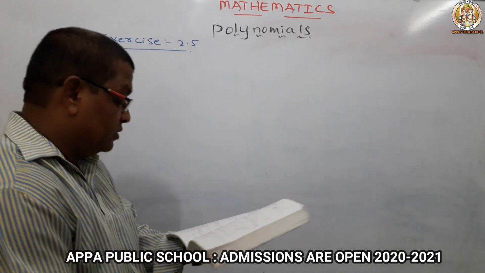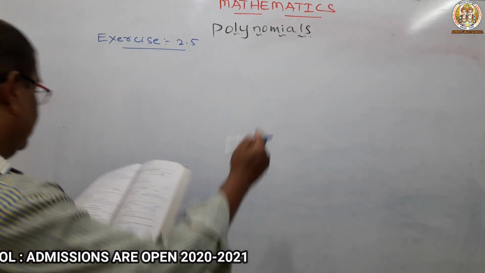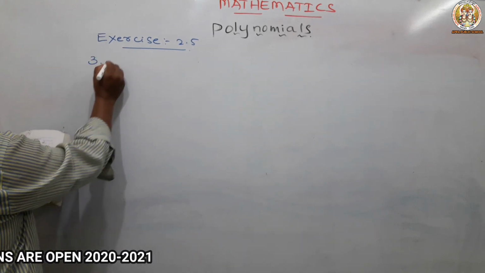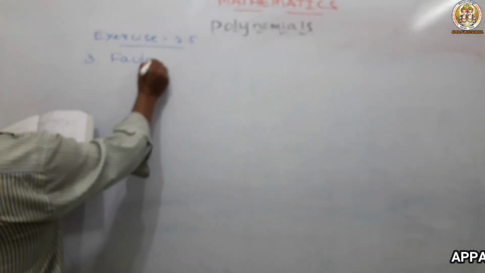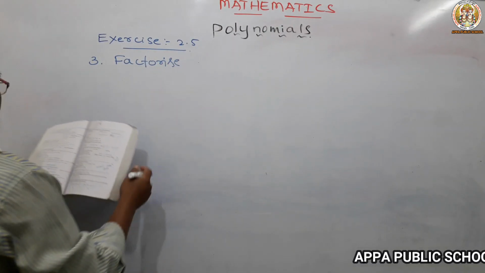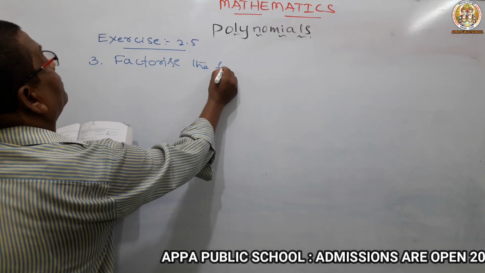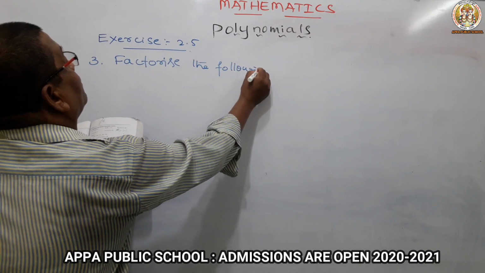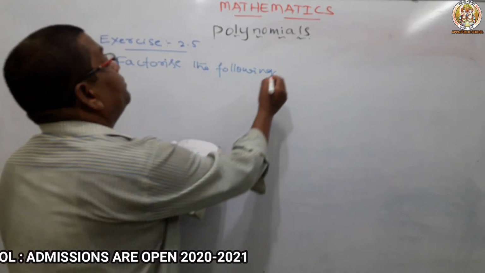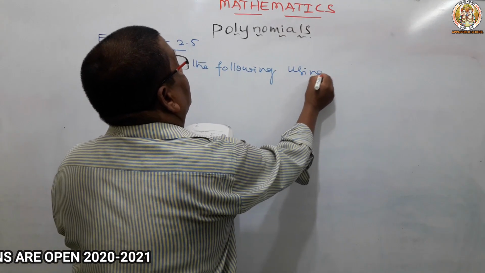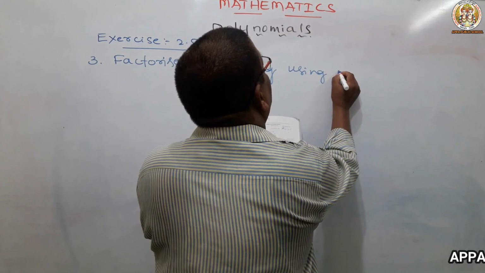What is the third bit question? Factorize the following using appropriate identities.